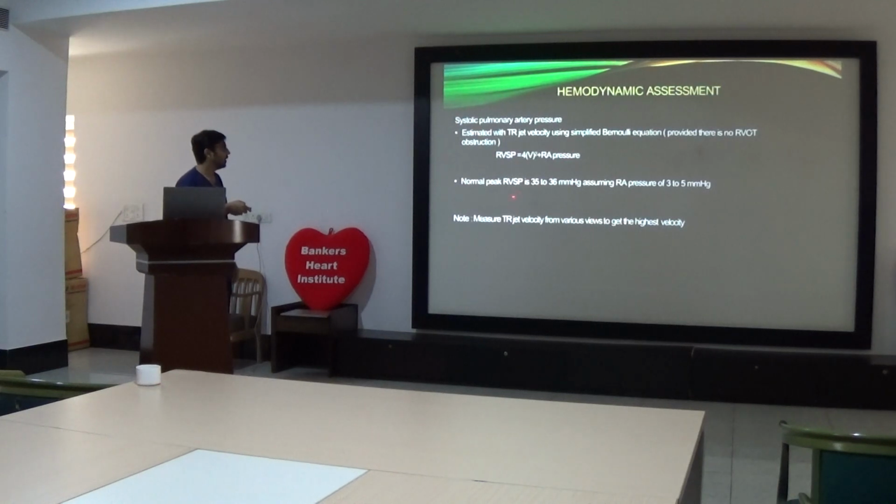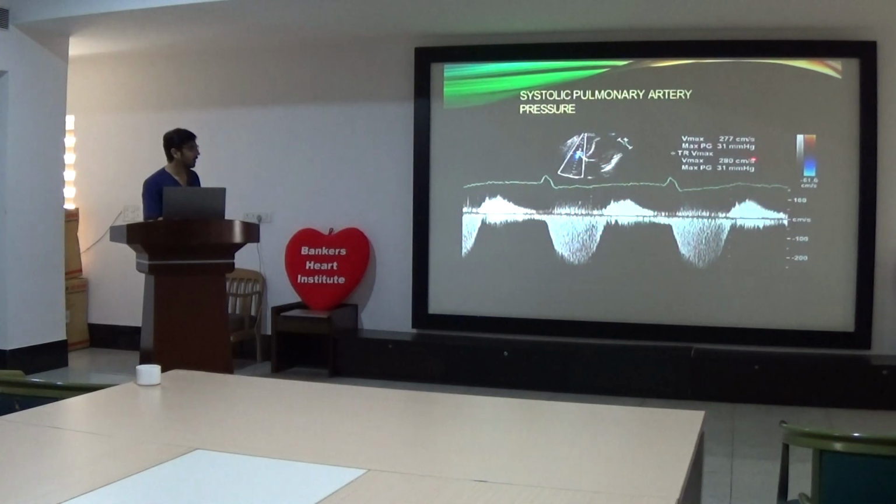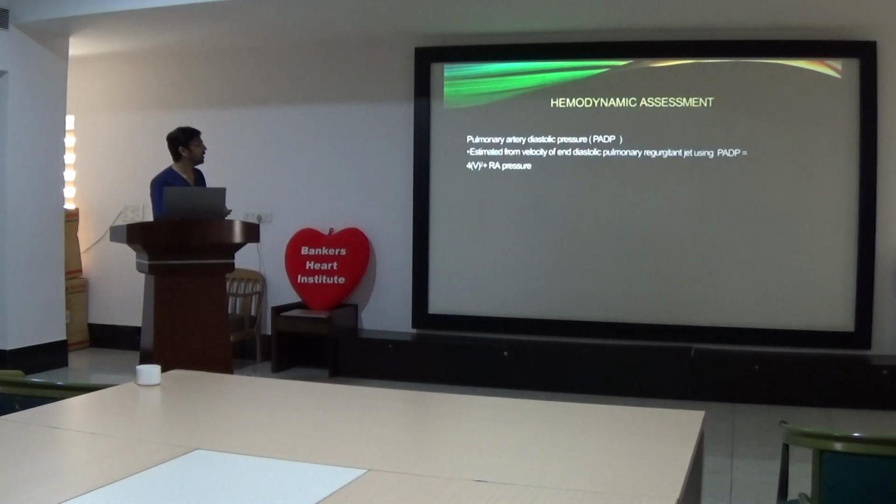Then normal peak is 26, assuming the RA pressure is the normal 3 to 5 mm. Measure the diameter and velocity from various views; you will get the highest velocity. This is the TR max, the maximum pressure gradient. TR max is 2.8 meters per second. So 2.8 squared multiplied by 4 plus RA pressure. So it suggests the right ventricular systolic pressure equal to pulmonary artery systolic pressure. So for hemodynamic assessment, pulmonary artery diastolic pressure is the next thing.